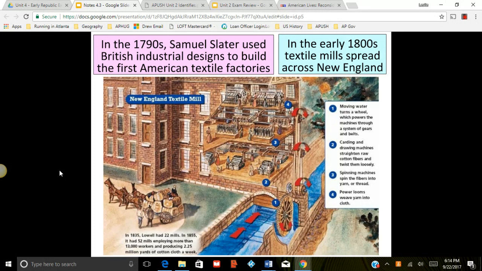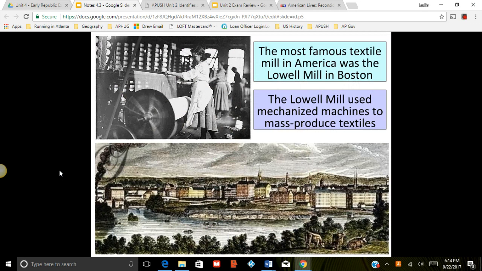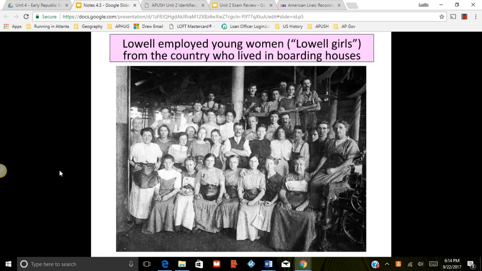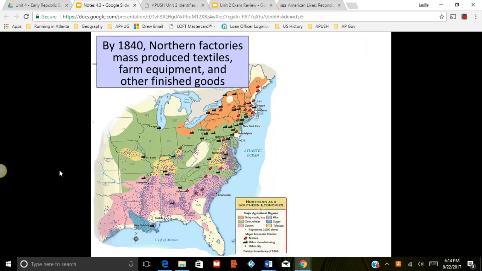In the early 1800s, textile mills spread across New England, and they become very profitable in the New England economy. The most famous textile mill in America was the Lowell Mill in Boston. The Lowell Mill used mechanized machines to mass produce textiles. Lowell typically employed young women known as Lowell girls from the country who lived in boarding houses and worked in the factory. By 1840, northern factories mass-produced textiles, farming equipment, and other finished goods.